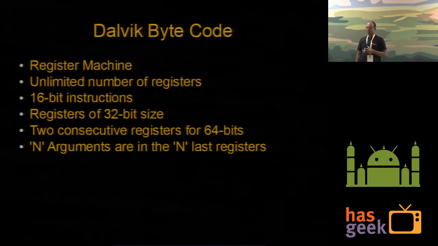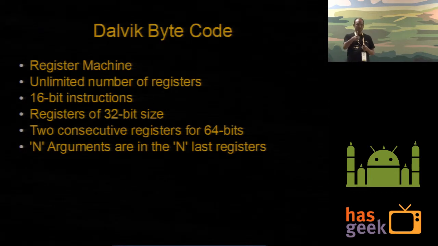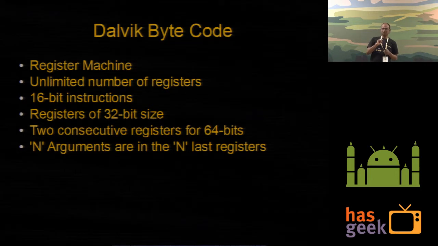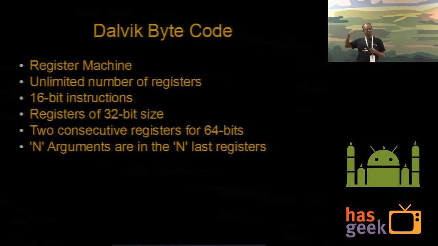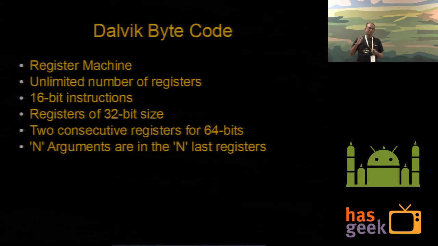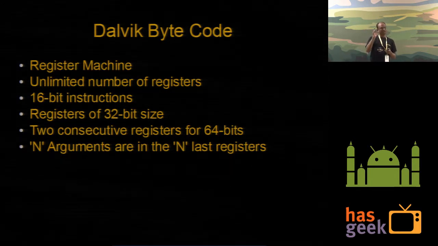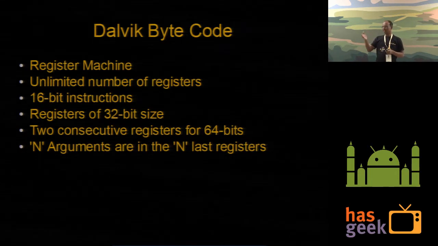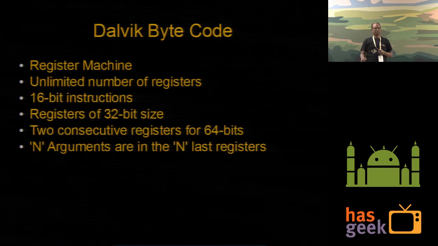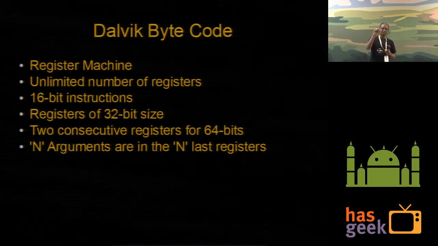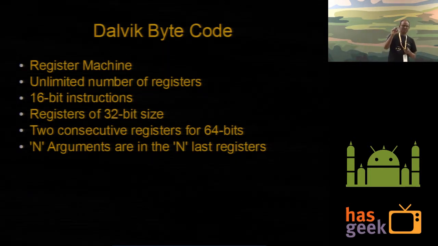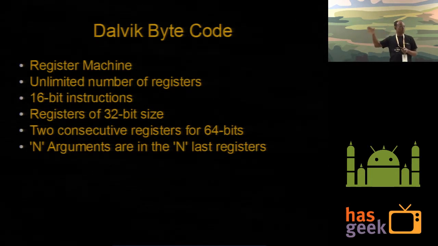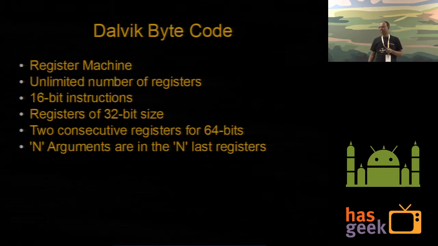Okay. To summarize the Dalvik bytecode, it uses a register machine and assumes an unlimited number of registers. All instructions are 16-bit instructions, although some of the operands can overflow into the next unit. The registers are assumed to be 32 bits in size, and if you need to use 64 bits, it uses two consecutive registers. The n arguments are in the last n registers. For all instance methods of Java classes, which are non-static, the first argument will be this, so that will also be one of those arguments.